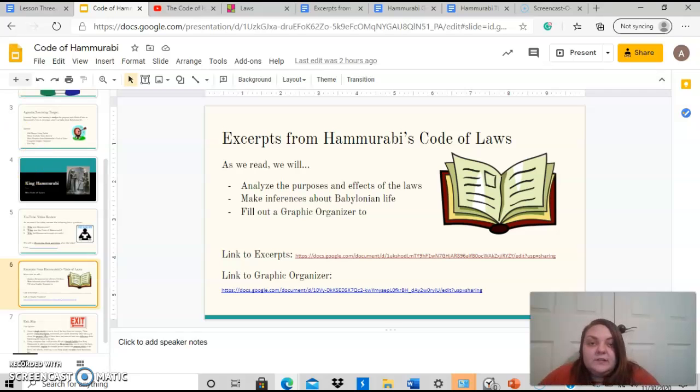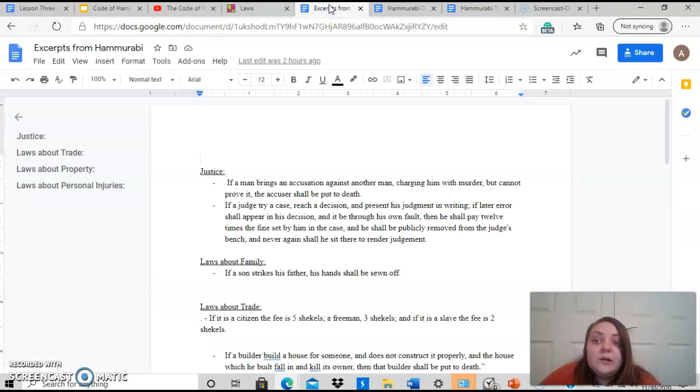So here are the excerpts. Hammurabi's code actually has about 282 laws, so I just picked out some laws from some of the different categories just to introduce them to the code.